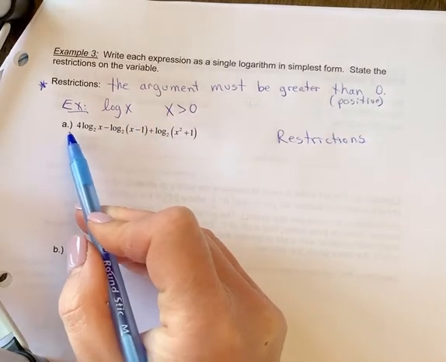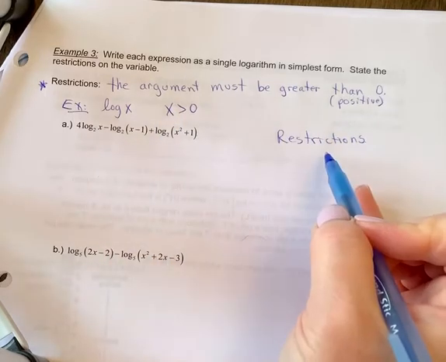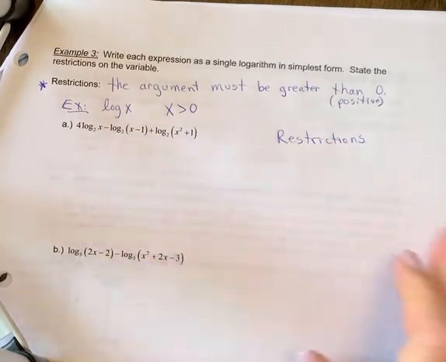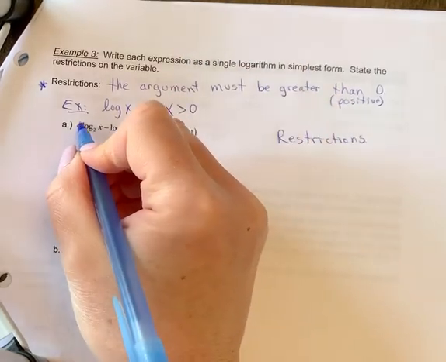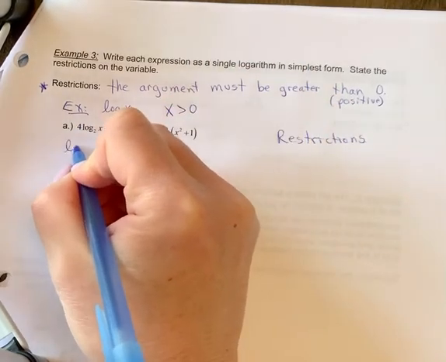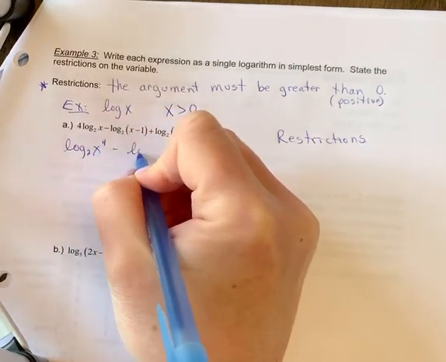Okay, so let's look at A. We're writing it as a single logarithm and then finding the restrictions. It doesn't matter which you do first, they're separate questions. So let's just write this as a single logarithm first. We'll start with what we know. We want to rewrite those coefficients as exponents.